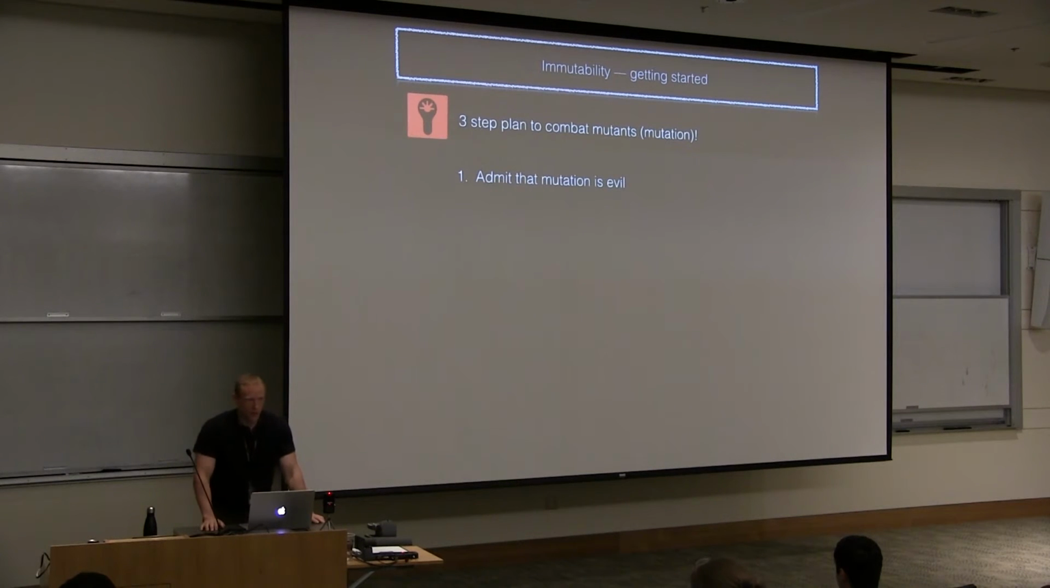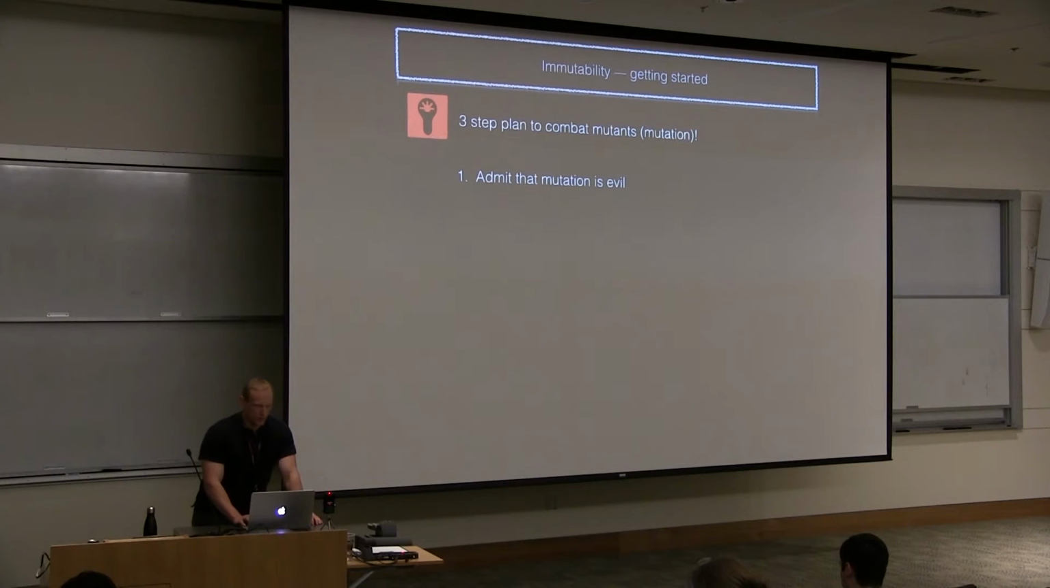The first is to admit that mutation is evil. And we can all say it together here. Mutation is evil. State is not evil. Mutation is evil. Now, we say this with a qualification because under the hood, ultimately, all code is a bunch of zeros and ones that are changing, right? So really, this is about not exposing mutation, not allowing mutation to be part of your interfaces.